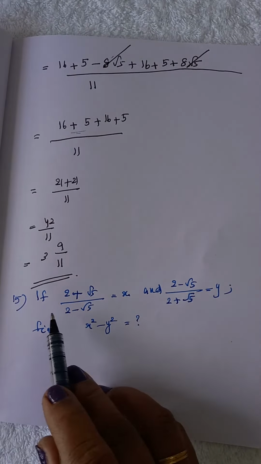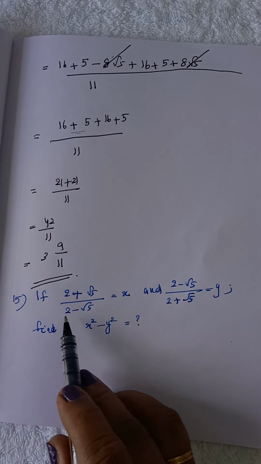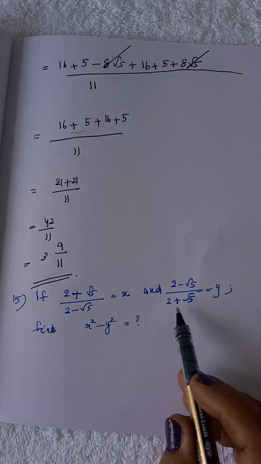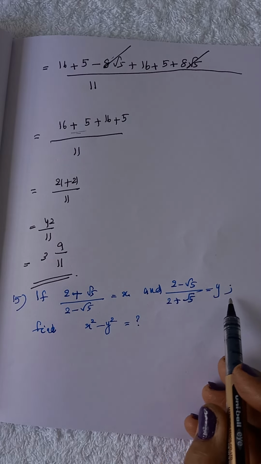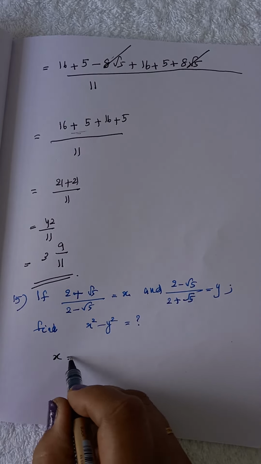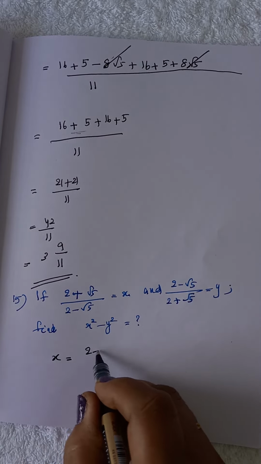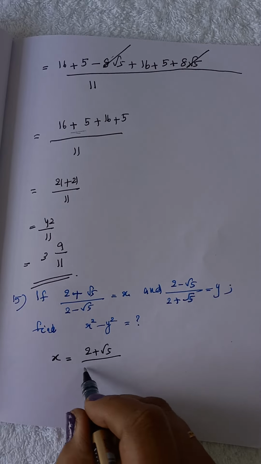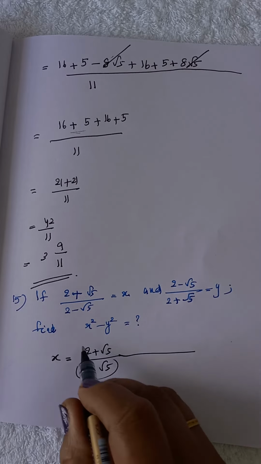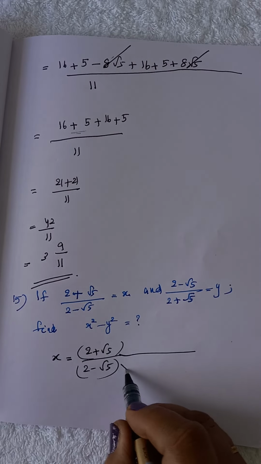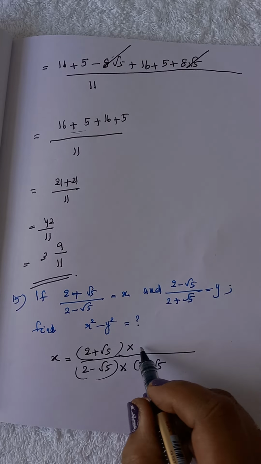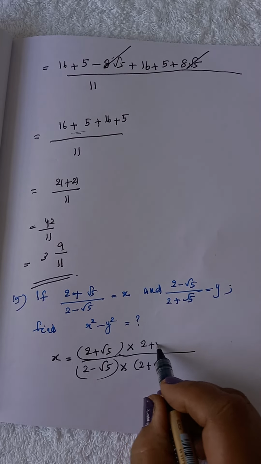15th question is, if (2 plus root 5) divided by (2 minus root 5) is equal to x and (2 minus root 5) divided by (2 plus root 5) is equal to y, find x square minus y square. So let us take this x, we are given that x is equal to (2 plus root 5) divided by (2 minus root 5). Here the conjugate of 2 minus root 5, that is 2 plus root 5. So into 2 plus root 5 in the denominator, in the numerator also 2 plus root 5.